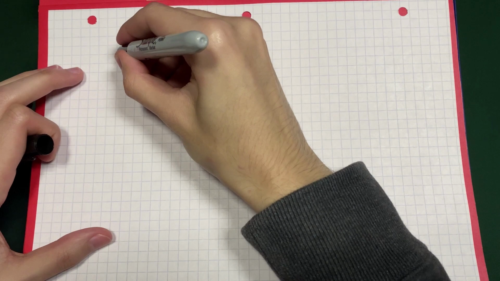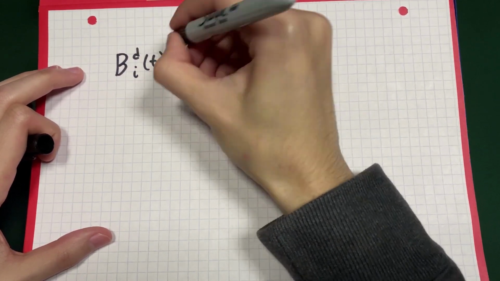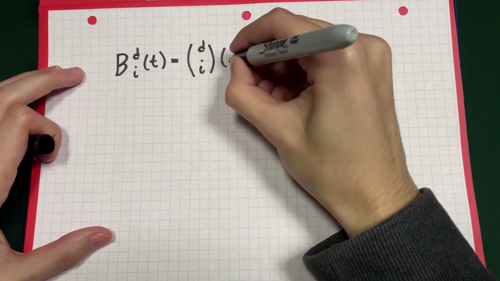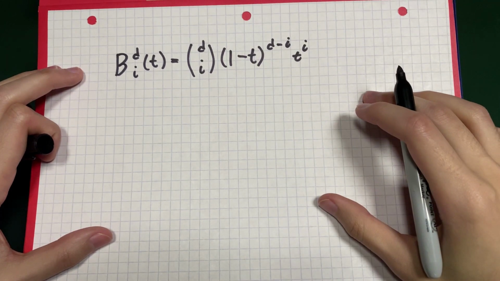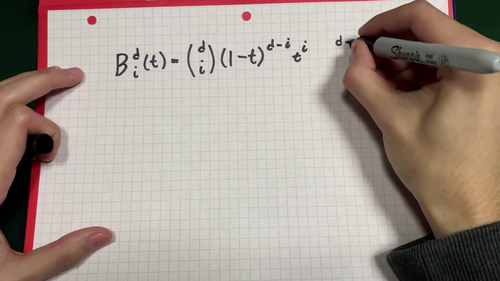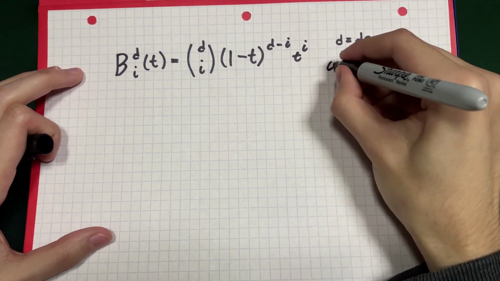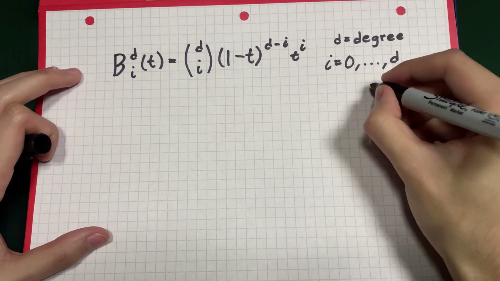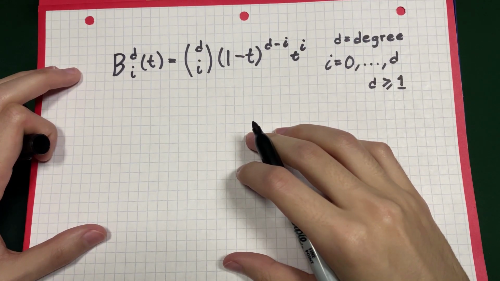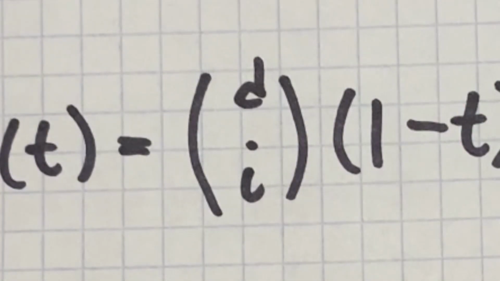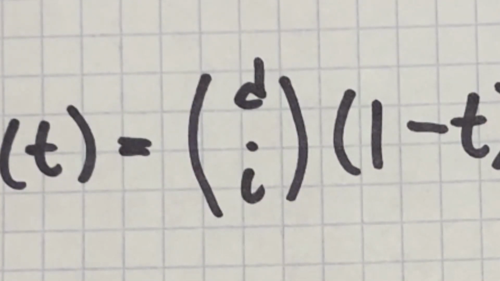the necessary info. b_{d,i}(t) is equal to (d choose i) times (1 minus t) to the power of d minus i, times t to the power of i. This is a Bernstein polynomial. d is the degree of the polynomial, i is any number from 0 to d, with d being greater than or equal to 1, and t is just a variable. Most of this polynomial should be fairly straightforward, unless you've never seen this before, which is a binomial coefficient.